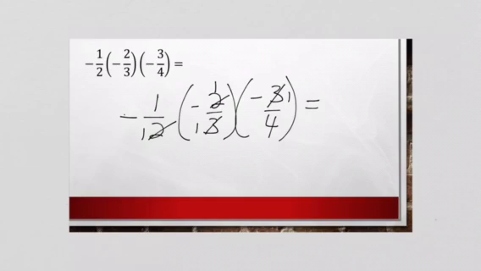1 times 1 times 1, 1. 1 times 1 times 4, 4. But will my answer be negative or positive? Well, in this case, I know a negative times a negative equals a positive. And then I bring down this negative. Positive times a negative, that's a negative. Another way to think of it is there's an odd number of negatives. That'll make the answer negative. So that's how you multiply rational numbers.